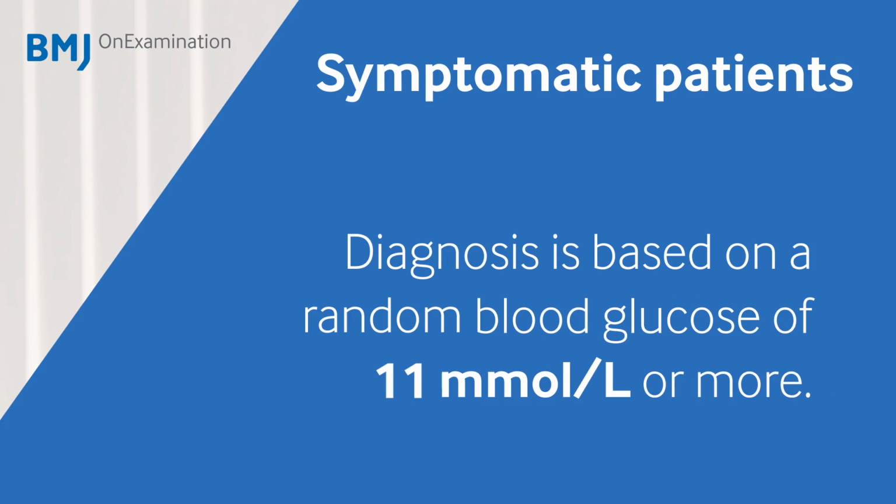For symptomatic patients, a diagnosis of diabetes is based on a random blood glucose of 11 millimoles per litre or more. If it's a fasting sample, then a diagnosis is based on a level of 7 or more.